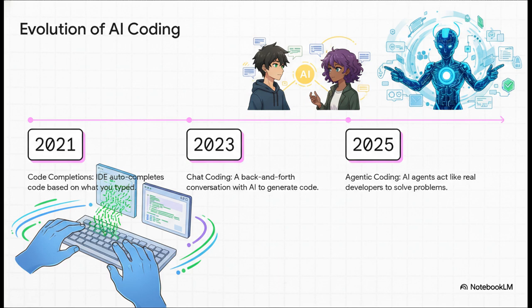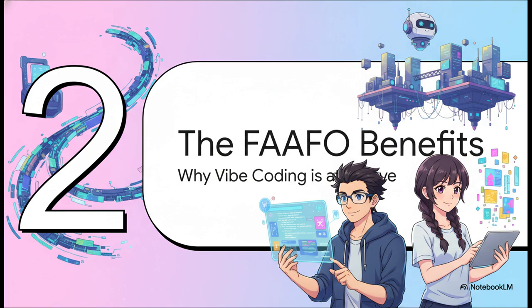Just think back to 2021. We had basic code completions with things like GitHub Copilot. Then, by 2023, we were having full-on conversations or chat coding with models like GPT-4o. And now, we're in the era of agentic coding, where AI agents can tackle problems pretty much on their own. So, why is everyone so excited about this? The appeal of vibe coding is huge, and it all comes down to what I'm calling the FAFO benefits.